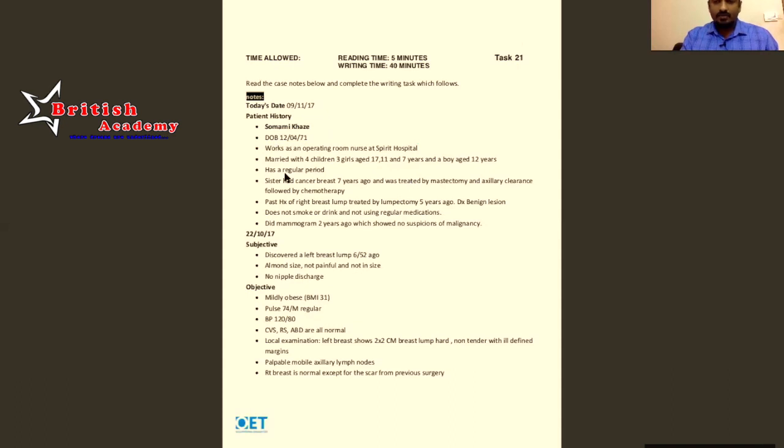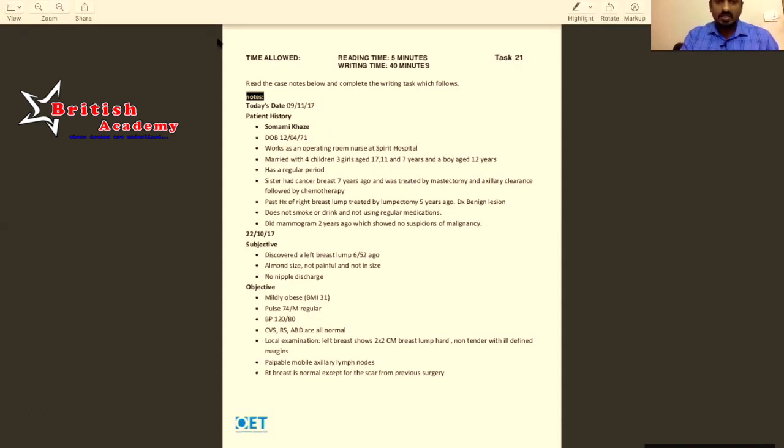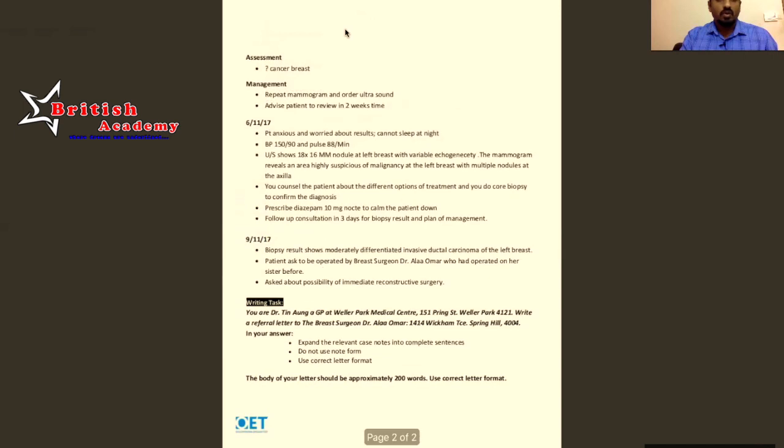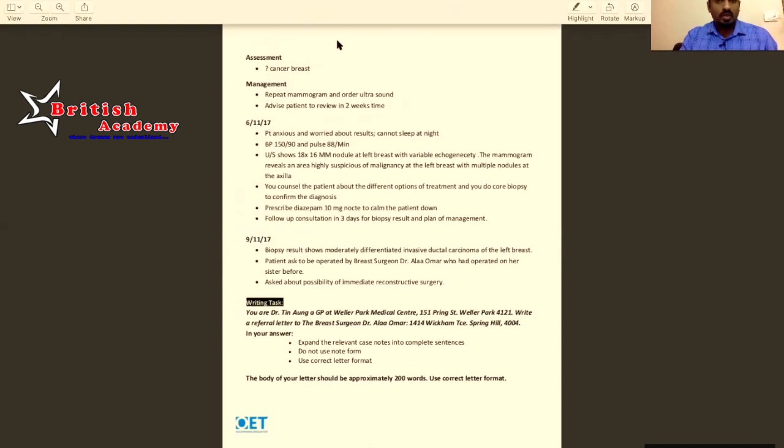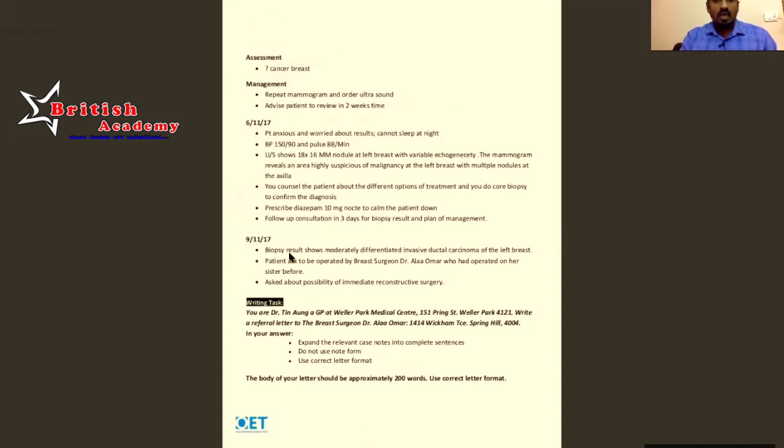Now, after reading the first 5 lines, go to the last event given in this question paper. By reading the last event, we get to know the biopsy result shows moderately differentiated invasive ductal carcinoma of the left breast. So we know the patient is suffering from breast cancer. Also, the second point says the patient asked to be operated on by breast surgeon Dr. Ala Omar, who had operated on her sister before. So we know we are writing because the patient is suffering from invasive ductal carcinoma of the left breast, and we know the diagnosis.